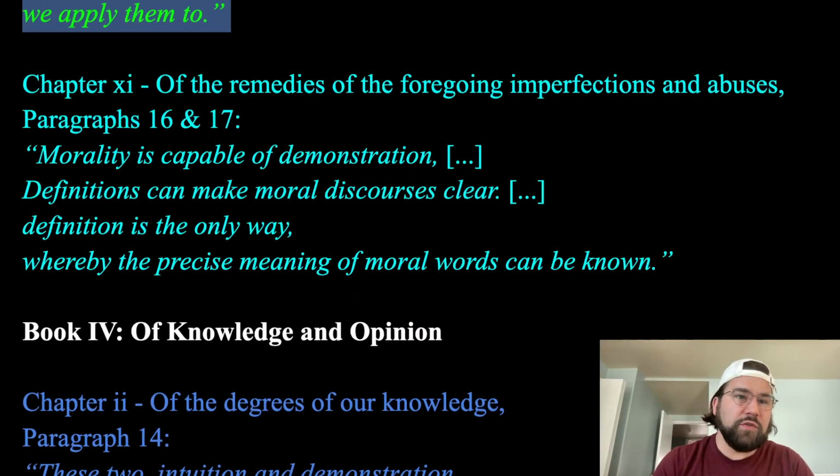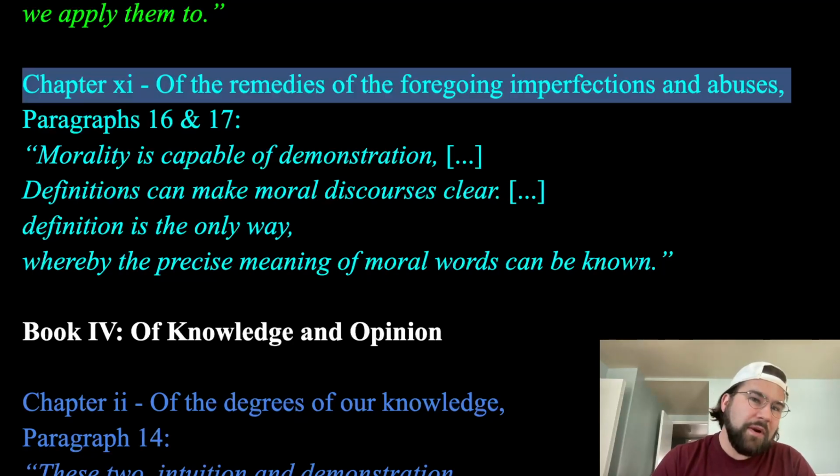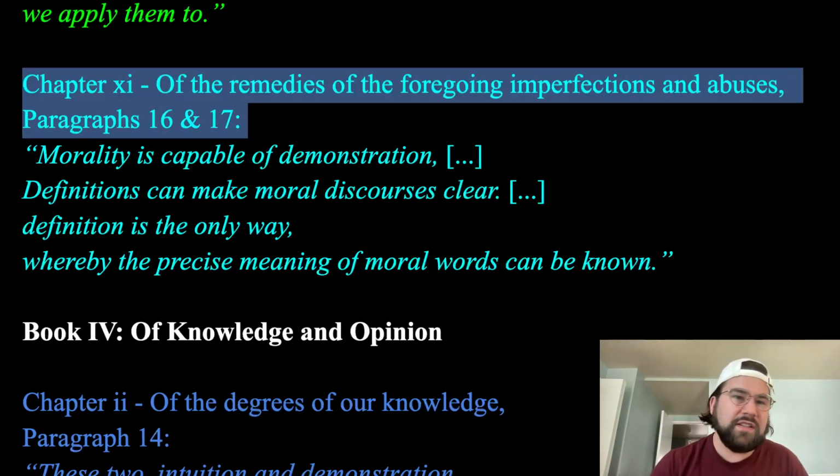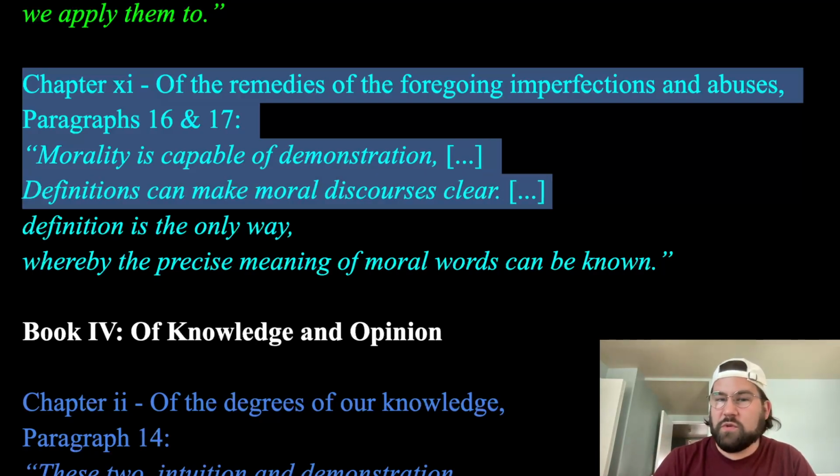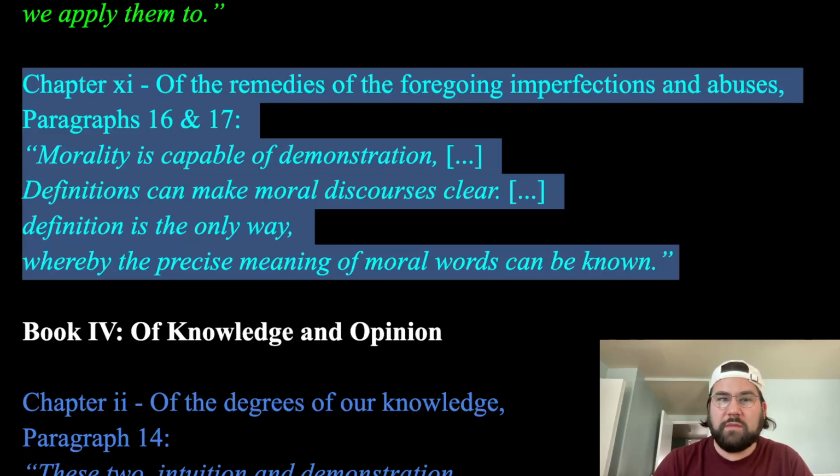Moving on to chapter 11 in book 3, the last selection we have here, Of the Remedies of the Foregoing Imperfections and Abuses. Paragraphs 16 and 17, I took some selections where he gets into the morals behind this, what we're supposed to do, what we should do. He says, morality is capable of demonstration. If you have something moral, you should be able to demonstrate it. Definitions can make moral discourses clear. Definition is the only way whereby the precise meaning of moral words can be known.